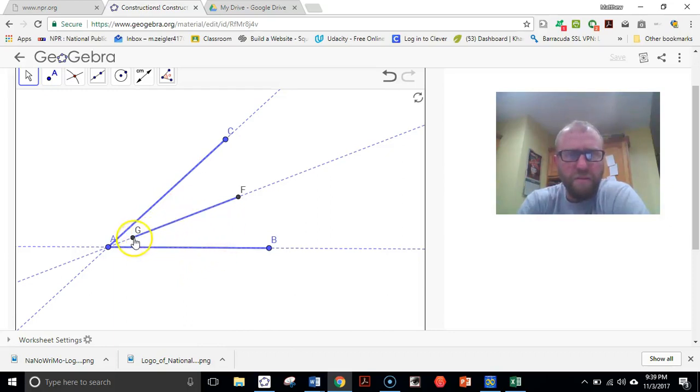Let's see. Hide point G. Yep, don't need to see that. Don't need to see point F. Wait, actually, you know what? Do need point F. I just remembered that. Alright.